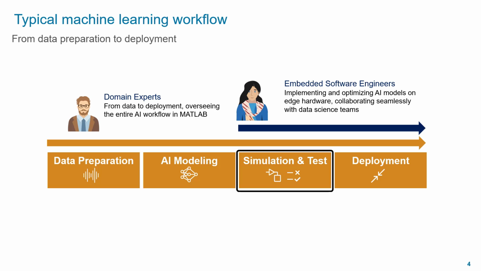Once I have the data prepared and the model built, then I will basically simulate this kind of system that I'm trying to design. I'll place the model into a system and run the system and test that it's working. That step is called simulation and test. After that step, it can be deployed to the device, and now that device will be able to make predictions using the machine learning model.